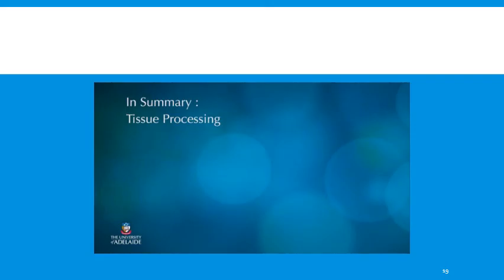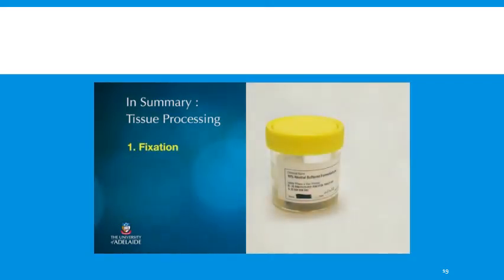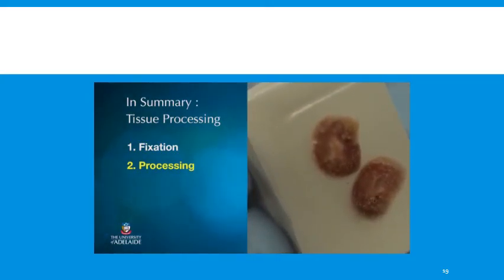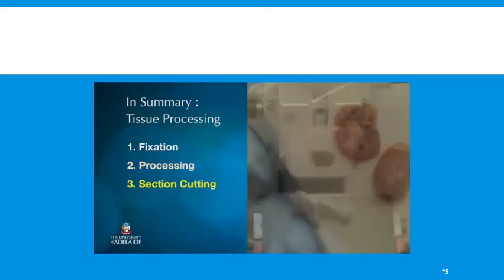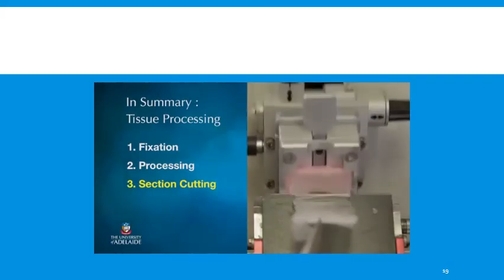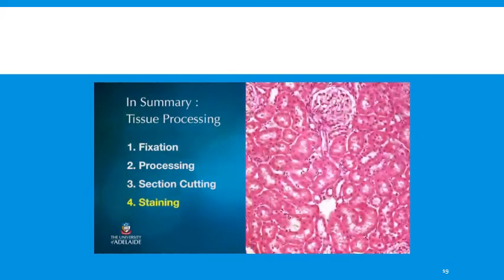In summary, tissue processing involves fixation, where the tissue is preserved, processing, where water is removed and the tissue is impregnated with wax, section cutting, where a thin section is cut from the paraffin embedded tissue, and finally staining with hematoxylin and eosin to give the H&E stained section.